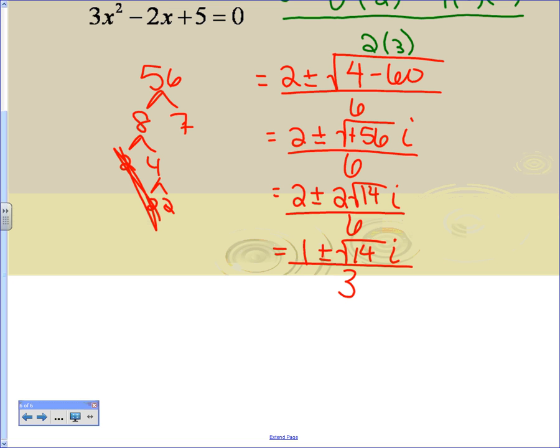Any questions on quadratic formula? So do you have to know the quadratic formula? Yes. Are these going to be very difficult to do without the quadratic formula? Yeah, that's impossible. Question. Okay.